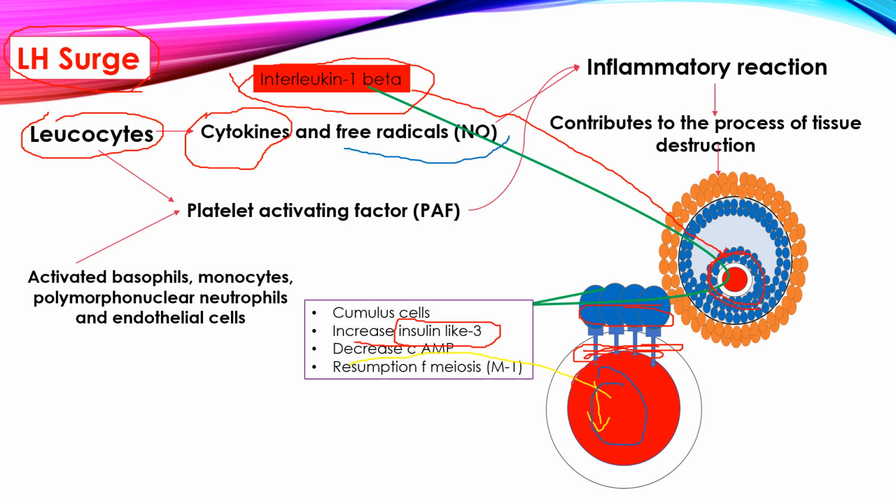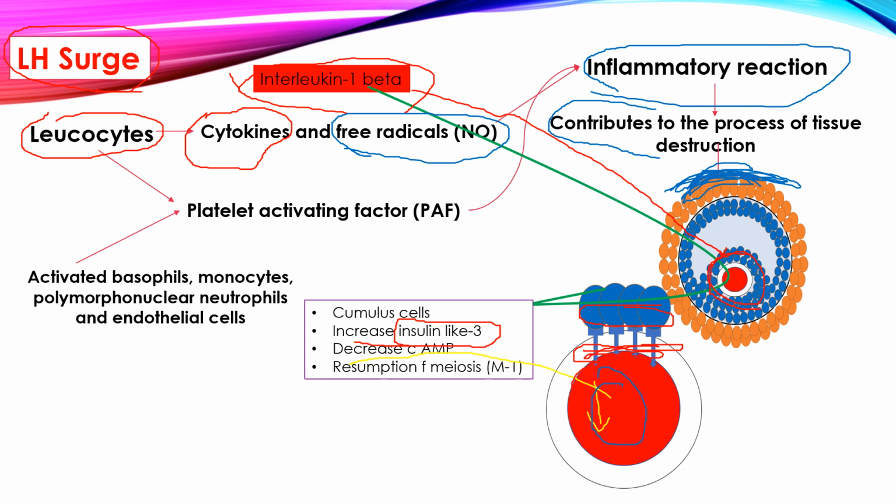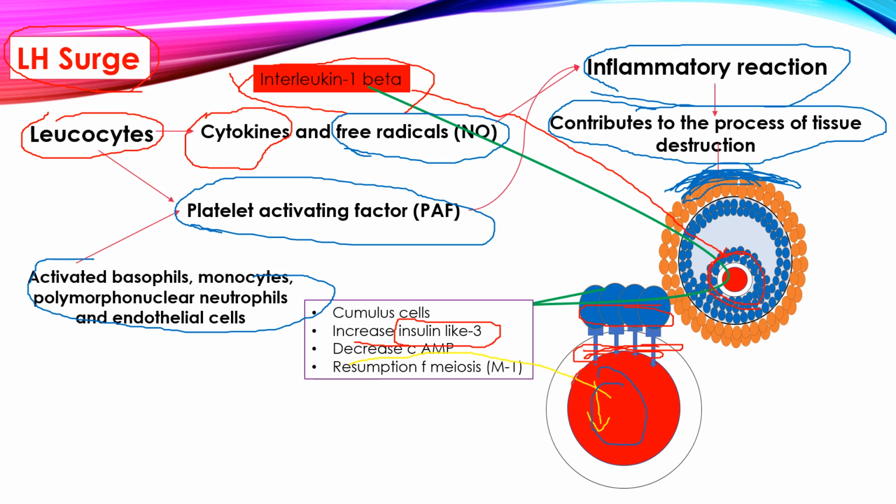The cytokines produced by the leukocytes, and also the free radicals they release, help in destruction of the tissue around the follicle. These compounds cause an inflammatory reaction over the follicle, and also take part in the destruction of some of the tissue during the ovulatory process. Activated basophils, monocytes, neutrophils and endothelial cells produce platelet activating factor. They are also taking part in the inflammatory reaction and contributing to the process of tissue destruction during ovulation.